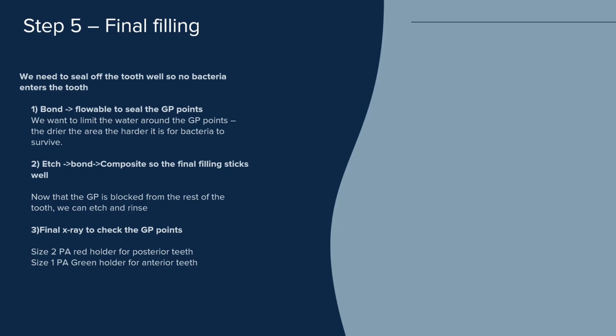Cool. And then the final x-ray, as we said, we need to make sure our rubber fillings look good. So for the final size 2 PA, I like to use the red holder for posterior teeth. Every clinic's different. Make sure you're aware of what PA holder you use for posteriors. And if it's an anterior tooth, I use a size 1 film on the green holder, or the one that's designed for anterior teeth.